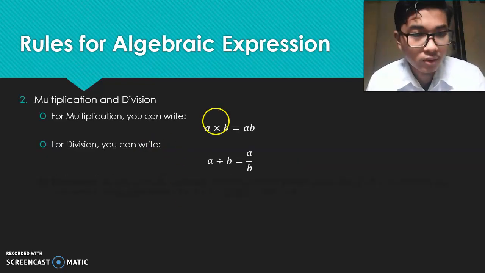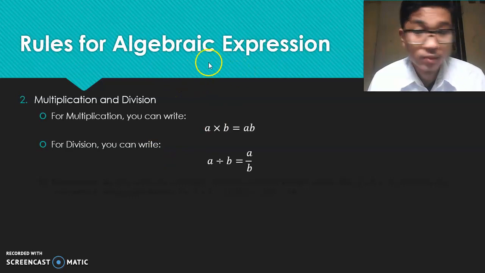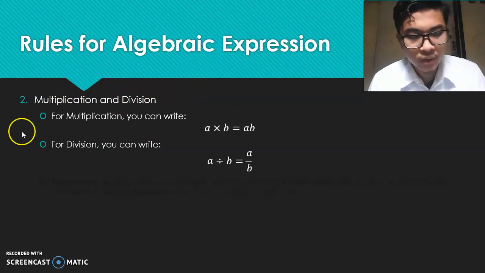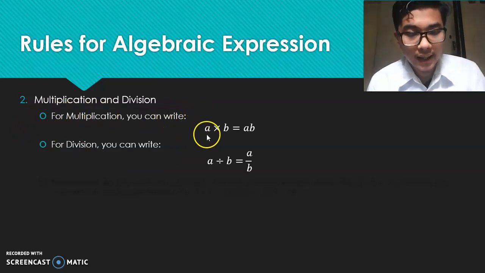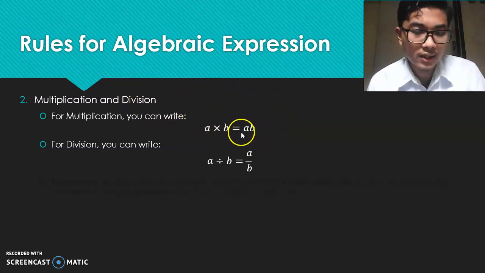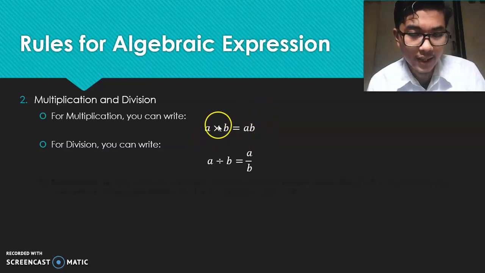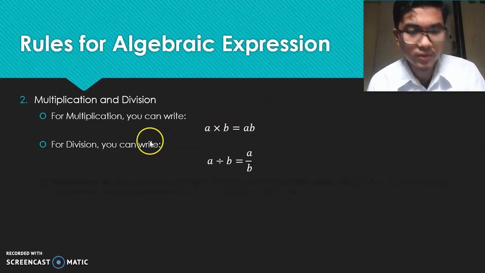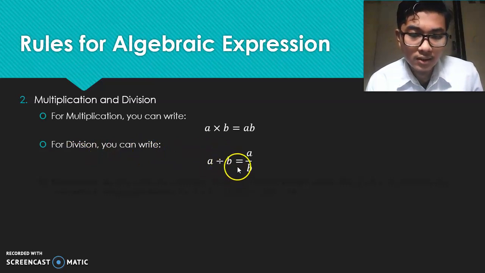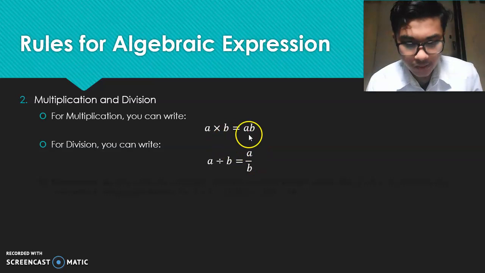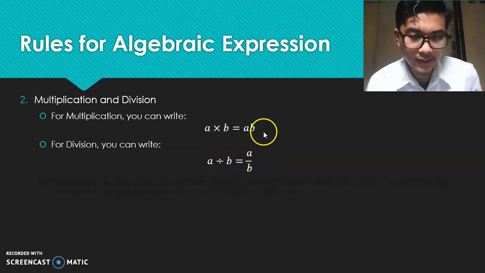Okay, rule number one for algebraic expression is for multiplication and division. For multiplication, you can write a times b equal to ab. So you can write like this because these are variables. We can understand that this one is a times b, even though we don't know the values, but we know that this expression means multiplication. And then for division, you can write a divided by b equals a over b. So you can write like this, or you can write like this, whatever. But usually we write this, a over b.